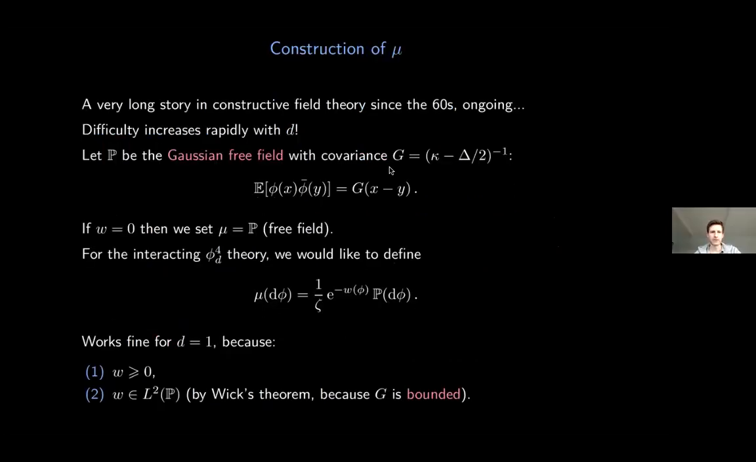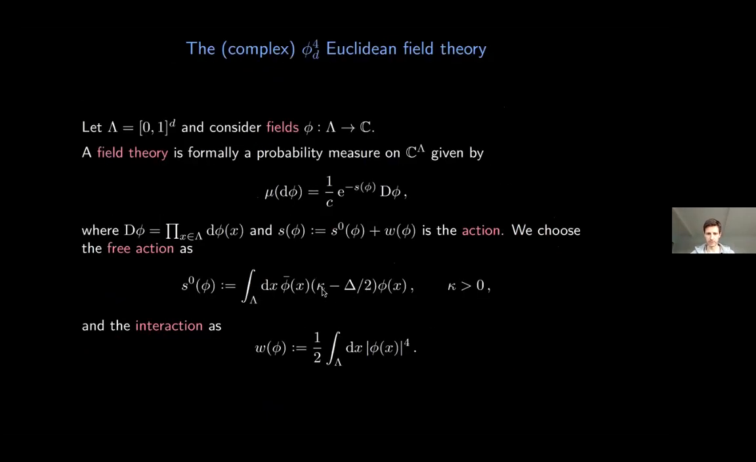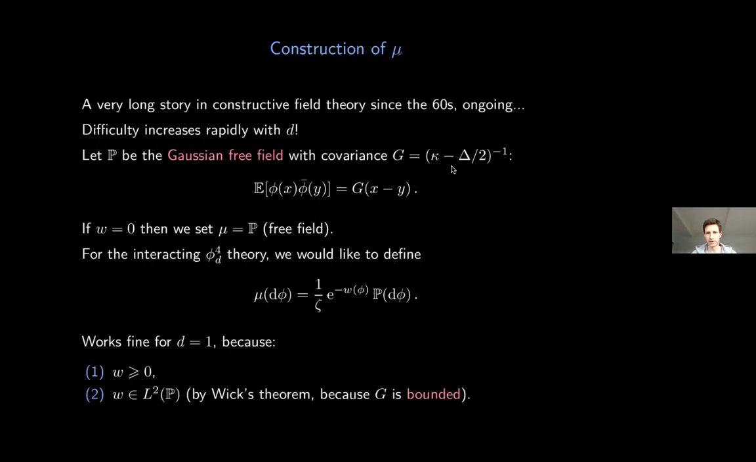So how does one construct this thing? The difficulty of this construction increases very rapidly with the dimension. Let me explain the basic idea. You start with the free field. You set the interaction to be 0, and then it's easy. The free field is Gaussian, and we know how to construct Gaussians for basically any covariance at all. The covariance you would like to have is this one. If you recall, this was the quadratic form in the exponent. So this is my covariance, which I call G for a Green function.